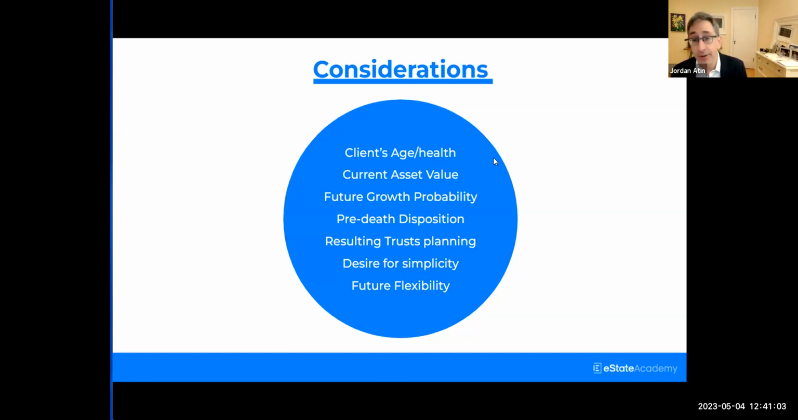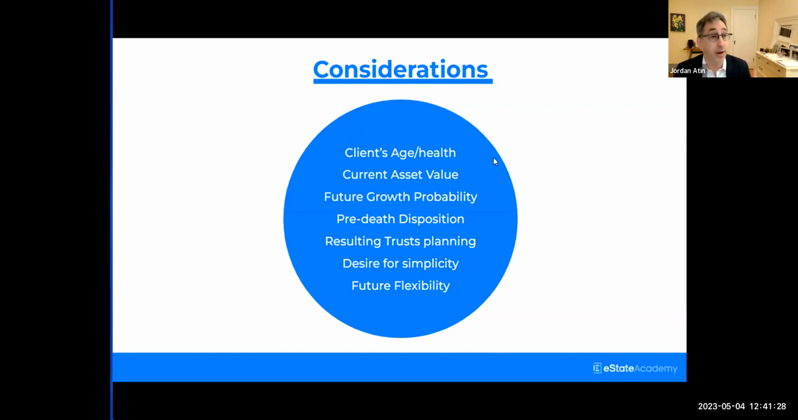The client's age and health. We're talking about saving probate tax, so not income tax, probate tax when the person dies. Now, if they're going to spend a lot of money now, or more money now, to potentially save money in the future, in 30, 40, 50, 60 years, it might make less sense. So, the client's age and health.